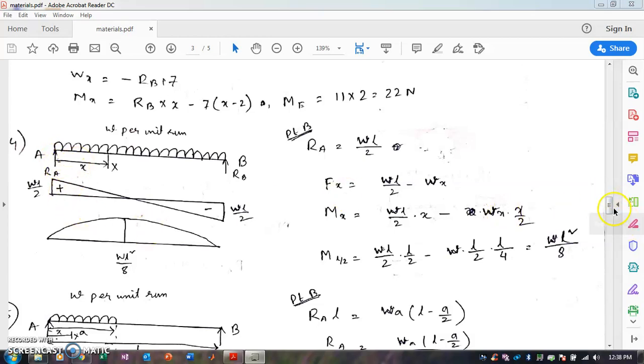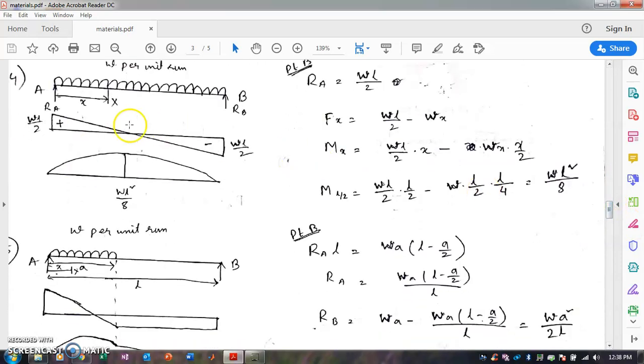Now, in case of shear force, we have got the values of RA and RB, that is RA is plus WL by 2 and RB is minus WL by 2. And the equation for Fx, you can see here, is a linear equation. The power of x is 1, so it will change linearly. So if we draw a straight line between plus WL by 2 and minus WL by 2, then we can get the shear force diagram.